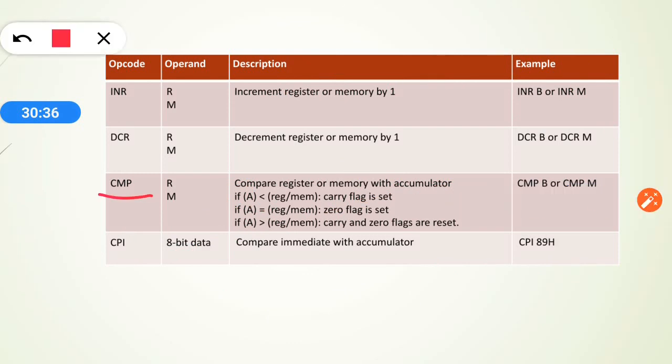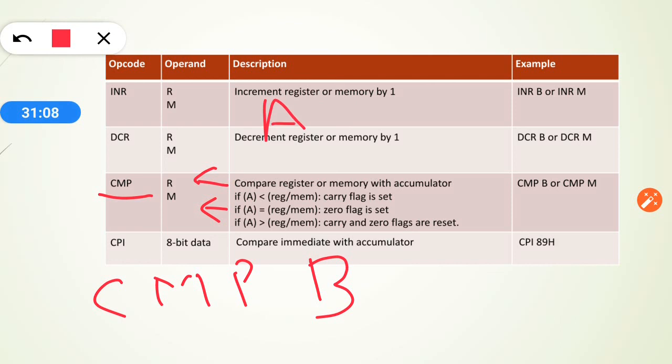Then CMP, this is used for comparing two numbers. You have to load your first number, with which you are going to compare another number, and that first number you have to store compulsorily in the accumulator. CMP has two operands, that is R and M. Suppose I am writing CMP B. It means comparison of A and B. The data stored in the accumulator and the data stored in B register are compared.